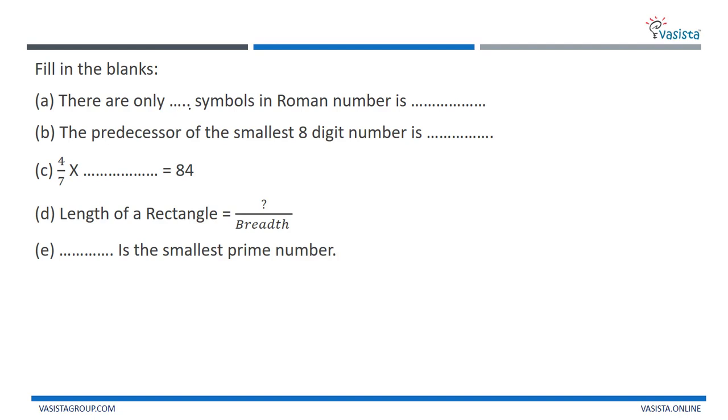There are only dash symbols in Roman numbers, and that is what we are supposed to write. Let us check this. How many symbols are there? The number of symbols is, let us check.